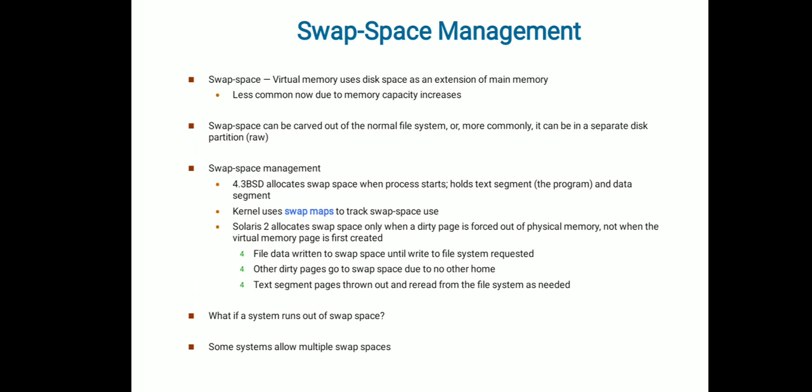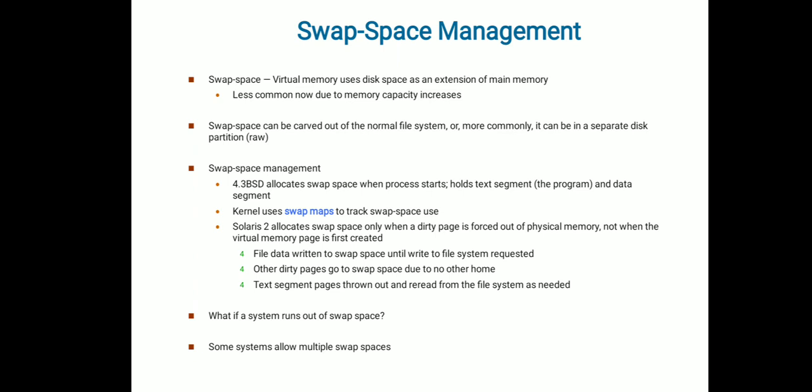And next comes the kernel. The kernel uses a swap map to track the swap space use, which means wherever the swap space has been created, the kernel will be used to track where it has been created and what data it holds. Everything will be tracked with the help of the kernel.